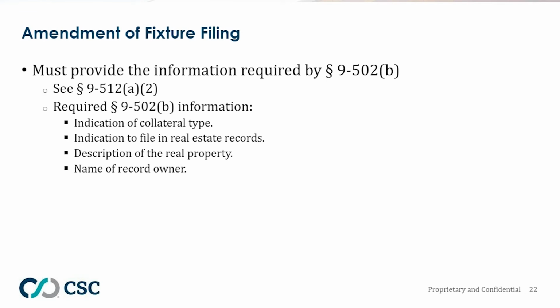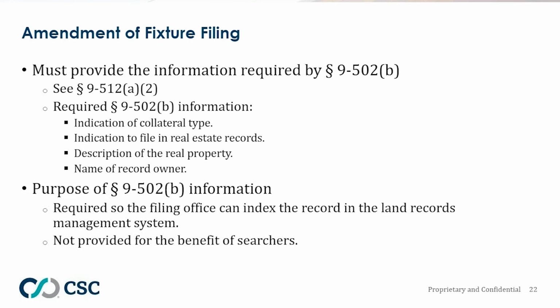And in order to properly index the record in the land record systems, an amendment to a fixture filing should contain all of this additional information. It is there simply to allow the filing office to index the record in the land records so that it can be retrieved on a search. It's not required there for the benefit of searchers. That information is solely for the benefit of the filing office to allow them to index the record.